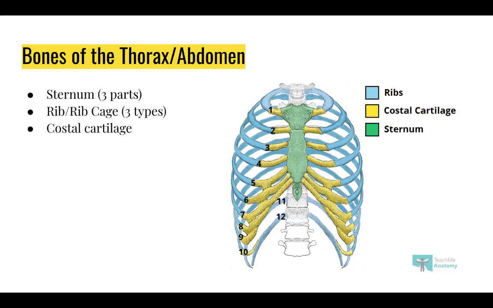And there are 7 upper ribs at the top. They all attach to the sternum. The rib cage attaches to the sternum.